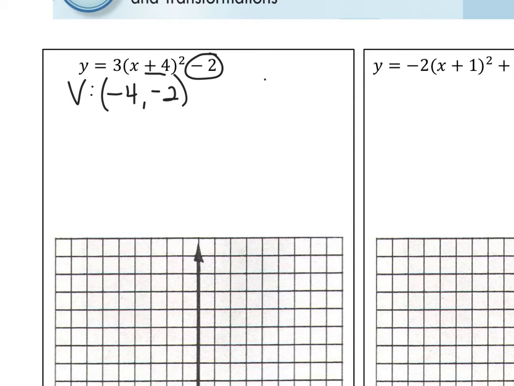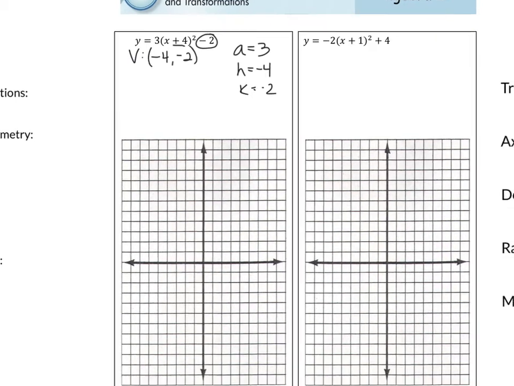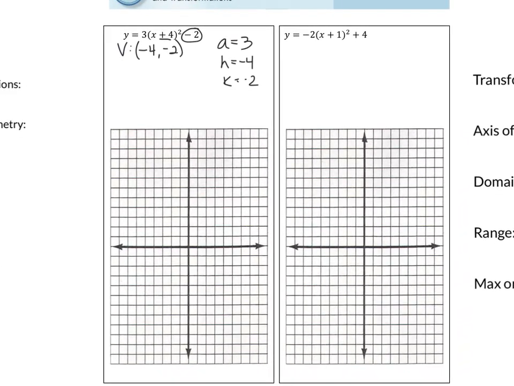My A value this time is 3. That's going to change some things on our problem. Okay, so I know A is 3, I know H is negative 4, and I know K is negative 2. All right, so let's graph this thing. So negative 4, negative 2, that's my vertex. So I'm going to go left 4. I'm going to go down 2, put a dot. Left 4, down 2.